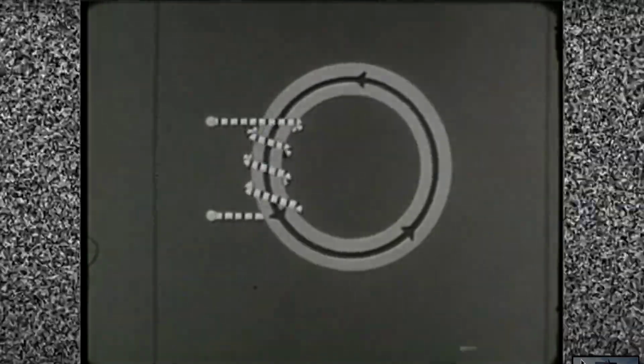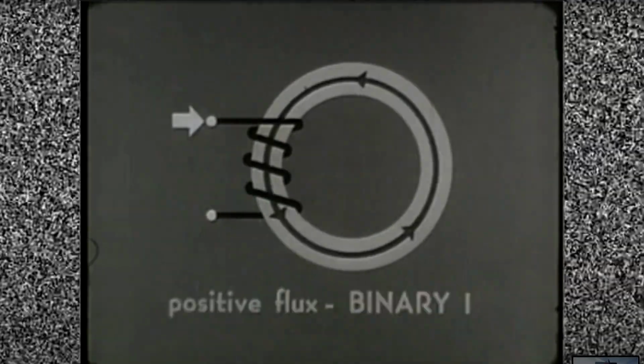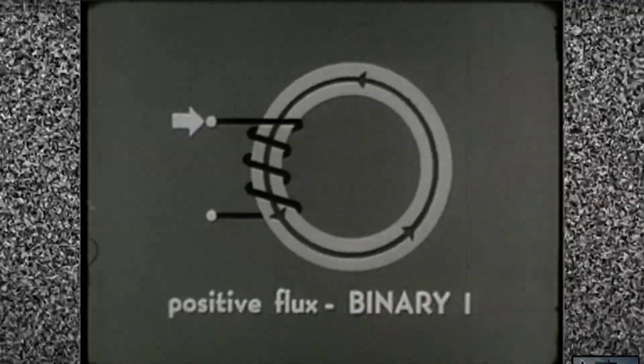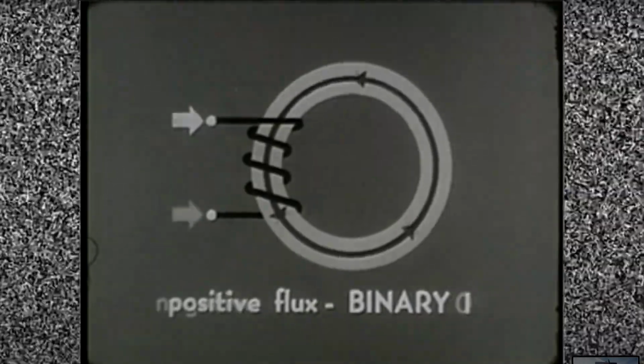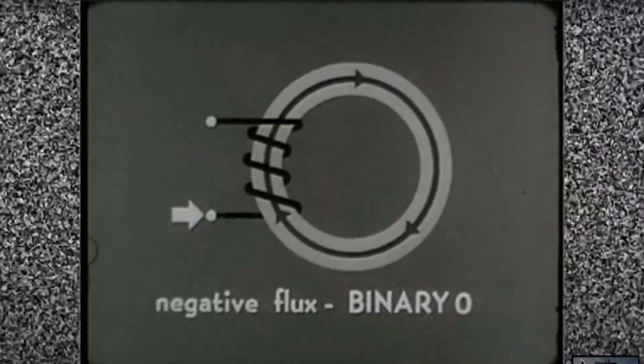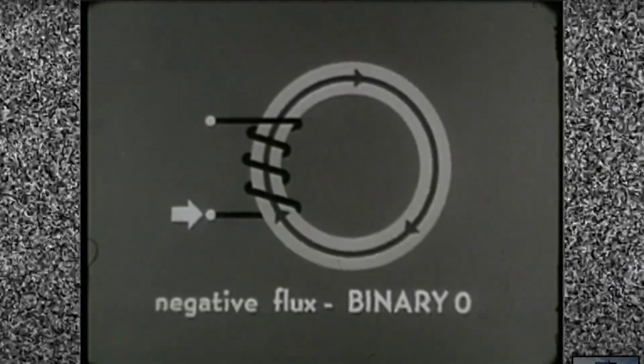The conductor here is wound so that current flowing in this direction produces a positive flux, setting the core in the binary 1 state. Current flowing in the opposite direction produces a negative flux, which sets the core in the binary 0 state.